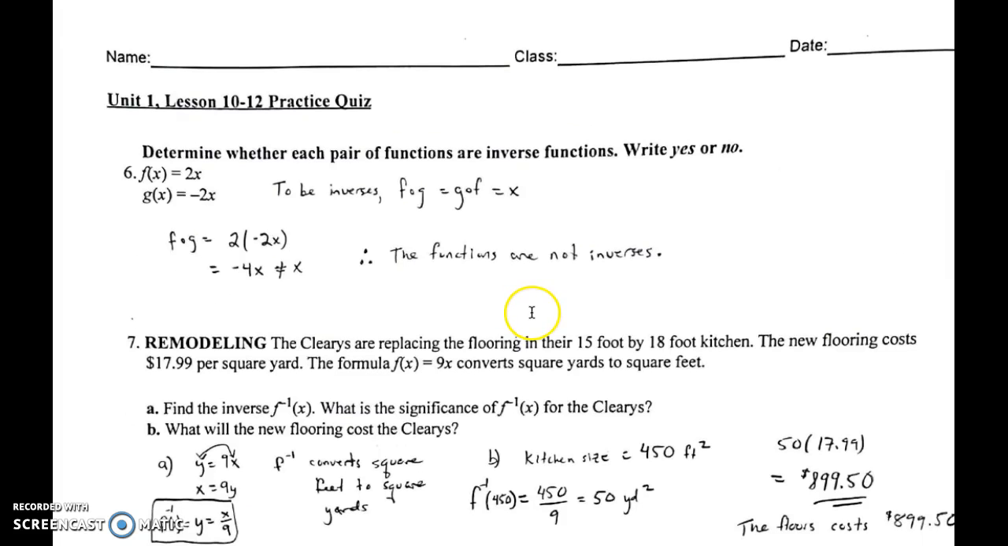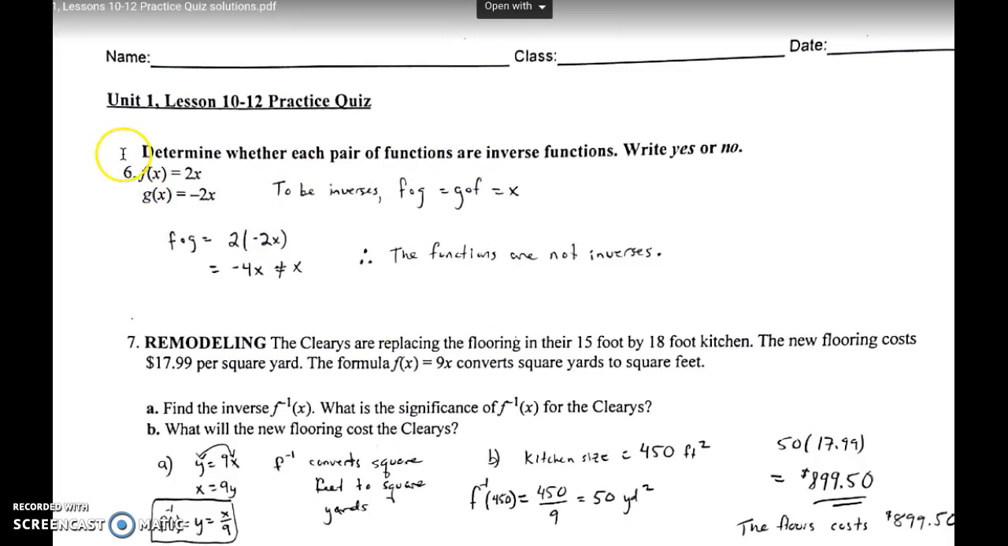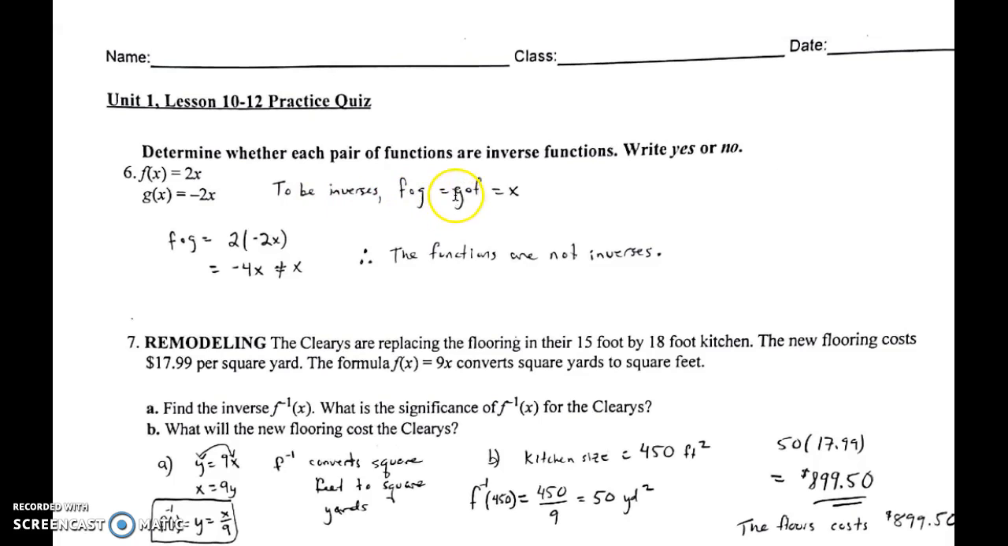Question 6 says, determine whether each pair of functions are inverse functions and write yes or no. So in order to be inverse functions, two functions f and g, what you have to do is take the composition of them, do f composition g and g composition f, and each time that you do that you have to end up with just x.